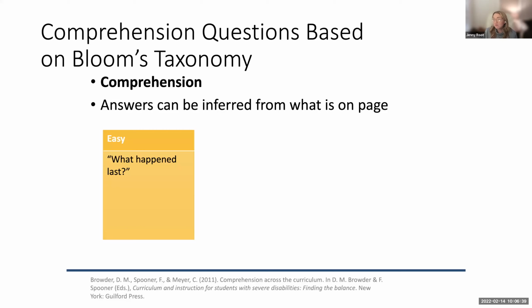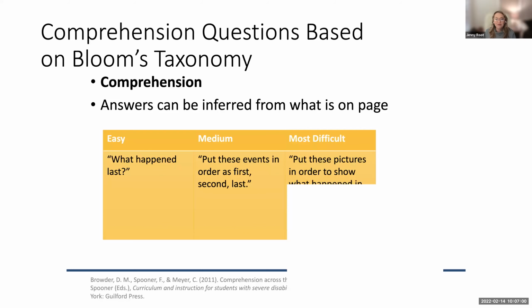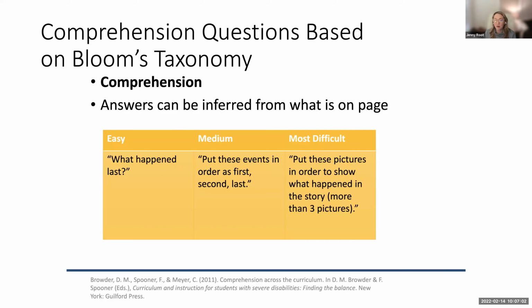Something easy would be just like, what happened last? So a type of sequencing question. Now, medium would be put these events in order as first, second, last, right? So that's more complex because instead of just making one judgment of, what happened last, so I could go back and look in the story, it would be having to manipulate multiple events. And the hardest would be put these pictures in order to show what happened in the story. Maybe if we had more than 3 pictures.